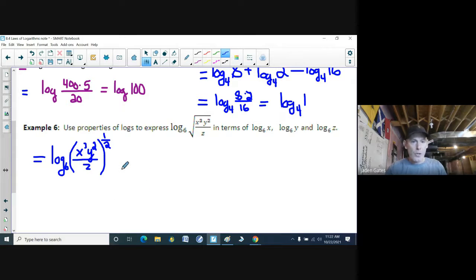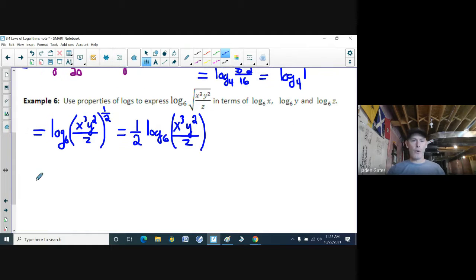All right, now I'm going to use my log rule where I bring that exponent down in front. So I've got 1/2 times the log base 6 of x cubed, y squared, divided by z. All right, so now inside that log function, I guess I should put it in brackets. I have some multiplying and some division going on. So now I'm going to split it up using our log rules even more. I'm going to have 1/2 times this whole big thing.